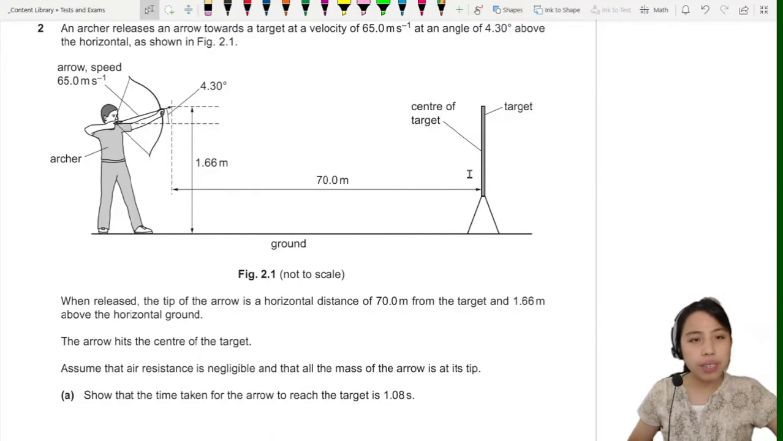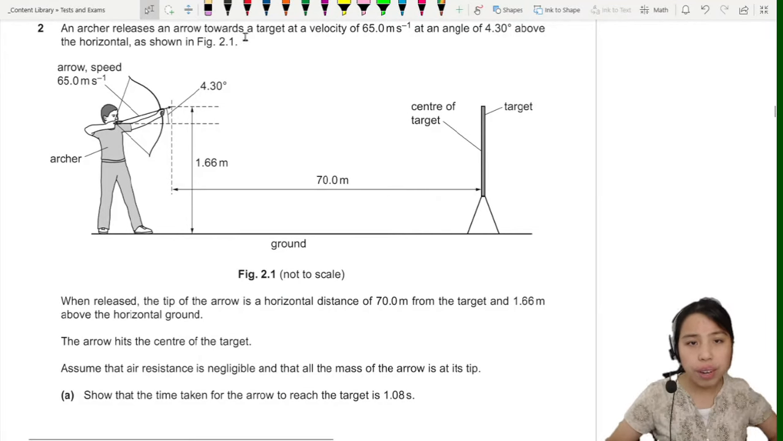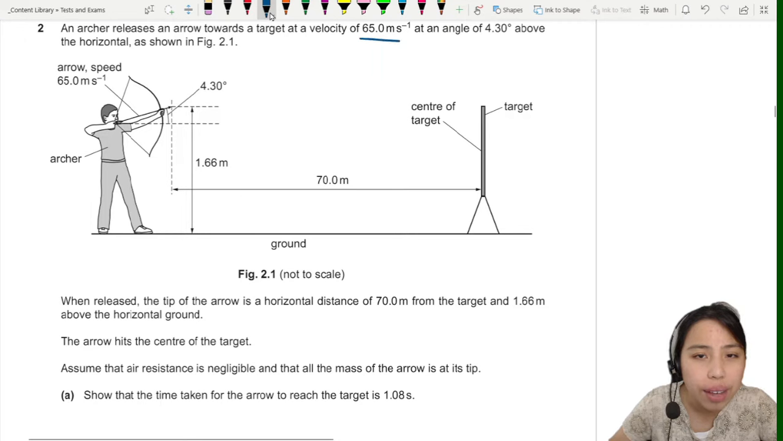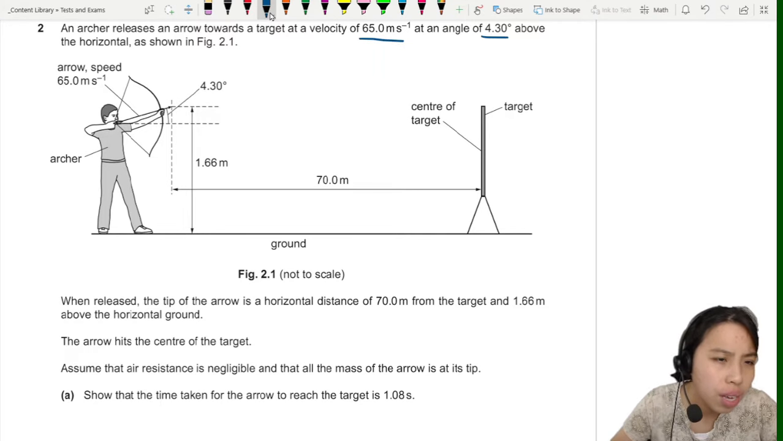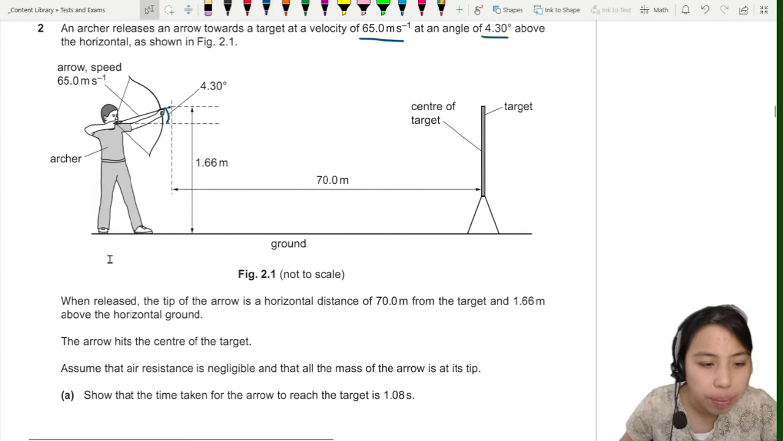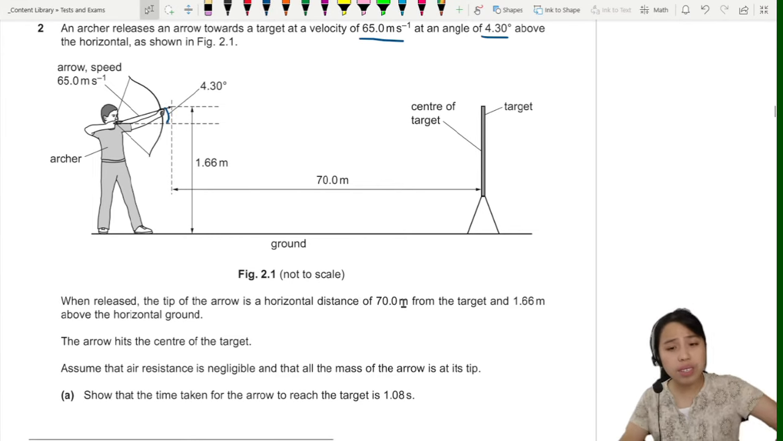An archer releases an arrow towards a target at a velocity of 65 meters per second and an angle of 4.3 degrees above the horizontal. So when released, the tip of the arrow is a horizontal distance of 70 meters from the target, and 1.6 meters above the ground. The arrow hits the center of the target.